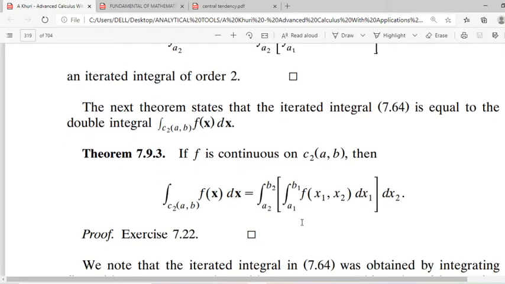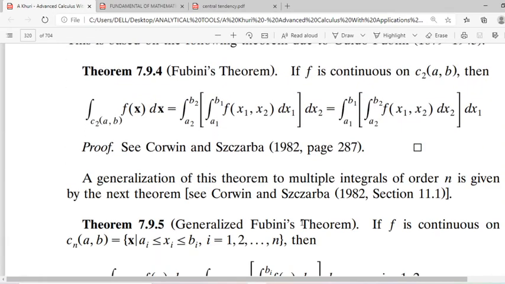So the next aim of the result will be that this is equal to the double integral. Next aim will be Fubini's theorem. What is Fubini's theorem? Fubini's theorem says that if we integrate with respect to x1 and then with respect to x2, or in other words, we integrate the function first with respect to x2 and then with respect to x1, then both double integrations will be equal if f is continuous. In the first integration we integrate with respect to x1 and then x2. In the second type of integration, we integrate with respect to x2 first and then x1.